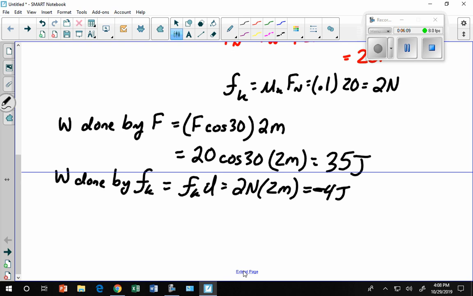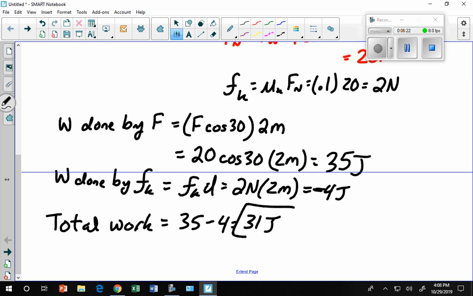Or I could ask you, what is the total work? Goodness bless you, Anija. The total work would be 35 minus 4, or 31 joules. That's probably the more likely question that I'll ask, but it requires doing all those steps up to that point. What is the total work that you'll do? But it requires finding the work done by F, the work done by Fk, it requires you to find Fn, like all those things. This entire problem you have to be able to work through.